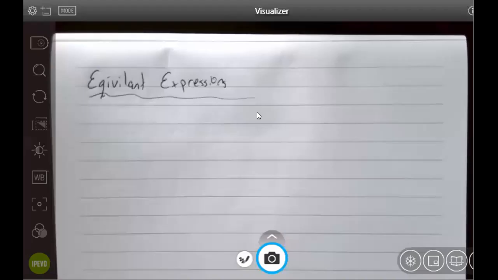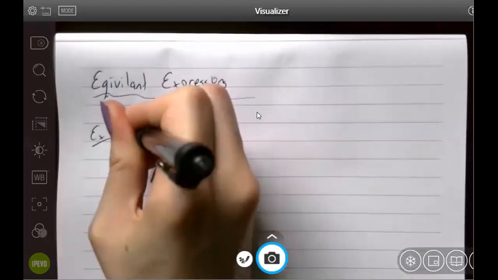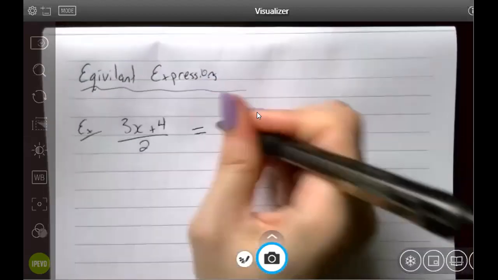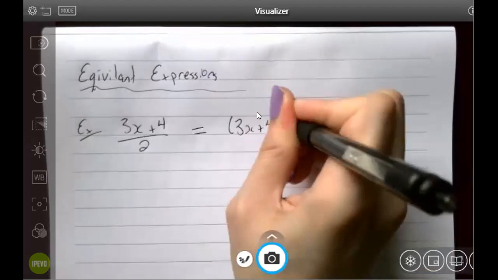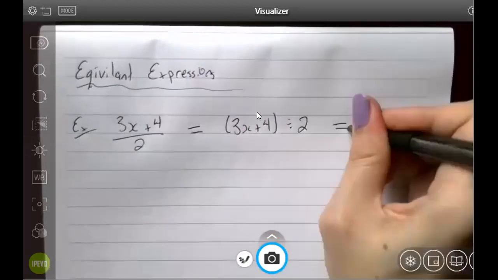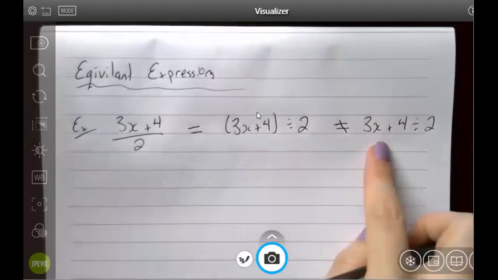Okay, the next thing I want to talk about is something called equivalent expressions. These are expressions that mean the same thing, and usually the only difference between them is how we represent division. So for example, if you have 3x plus 4 all divided by 2, that is equivalent or equal to (3x plus 4) divided by 2, written like that. It is not equal to 3x plus 4 divided by 2 if we don't put any brackets in.